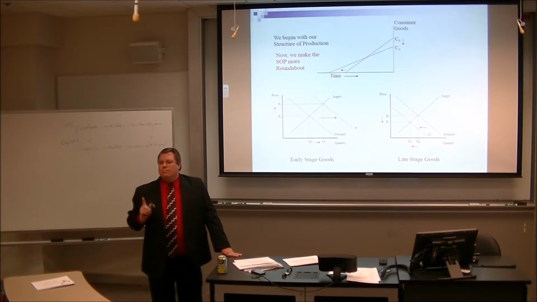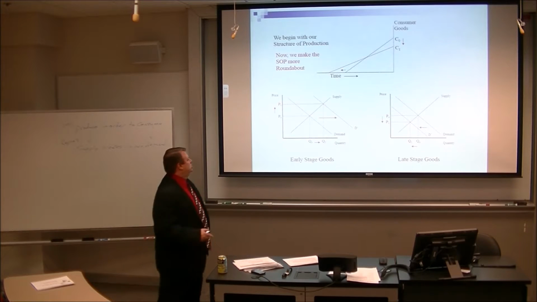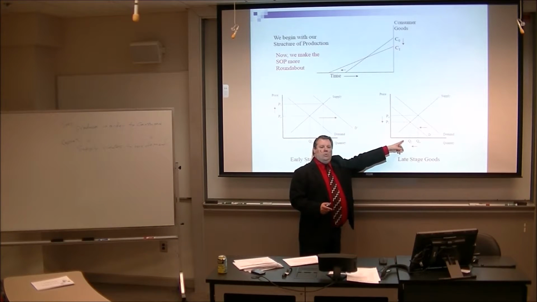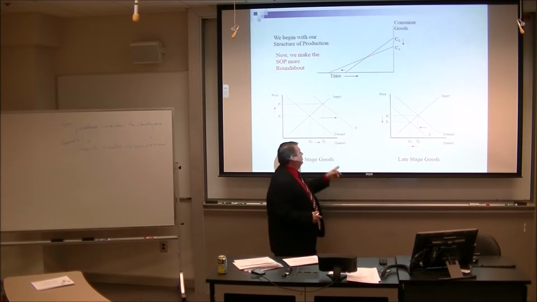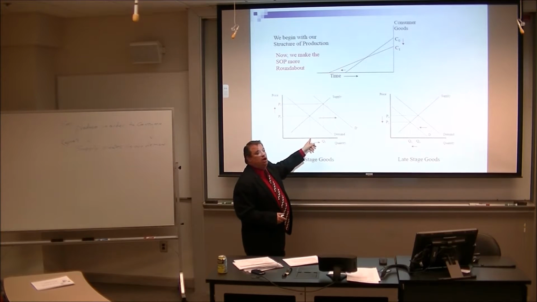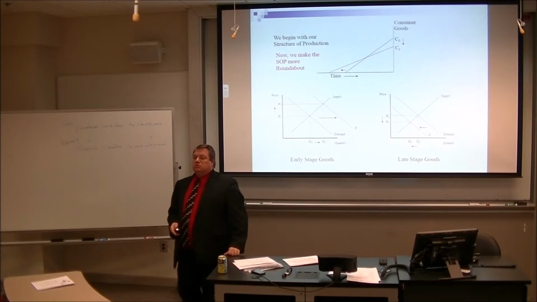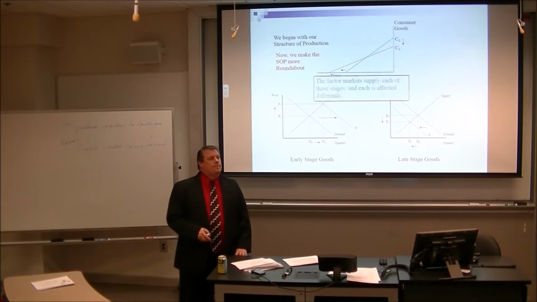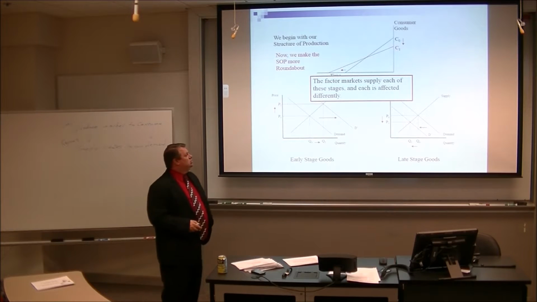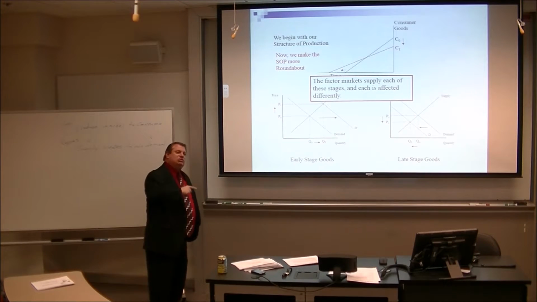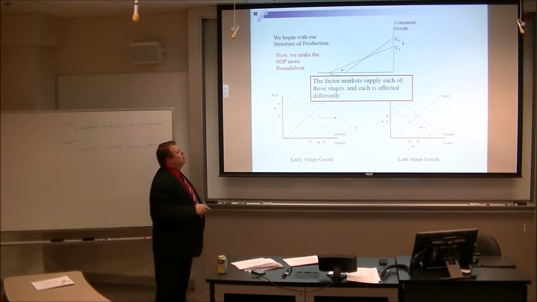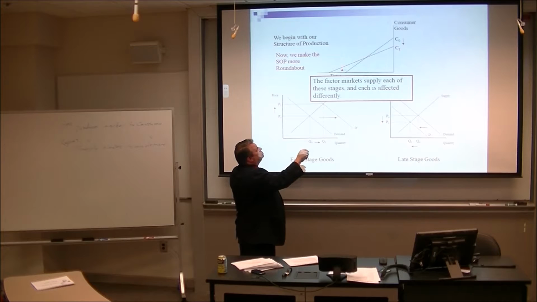Do you see the moment we add a structured production, how very different our result is from the Keynesians? What does the Keynesian say? A decrease in consumption leads to recession. Right. But it isn't saying that. We see that there's a relative market effect over here, and we have another market effect over here, but it's certainly not universal. It's not the same effect. So the factor markets supply each of these different stages, and each of these different stages are affected differently. So the ones that are way out here, these are brand new stages. These are going to see a decrease.